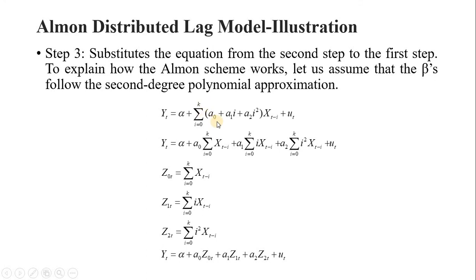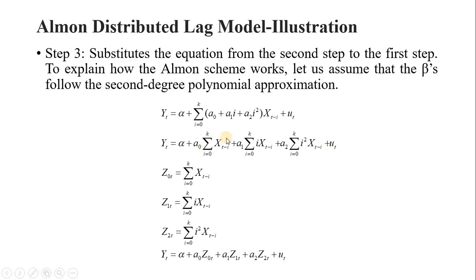Here we are assuming one turning point, inverted U model. Okay, so there will be one turning point. So alpha 0 plus a0 plus a1i plus a2i square, xt minus i, plus u. Okay, so if you multiply this sigma and xt minus i with a0, a1i and a2i square, we will get this kind of an equation.